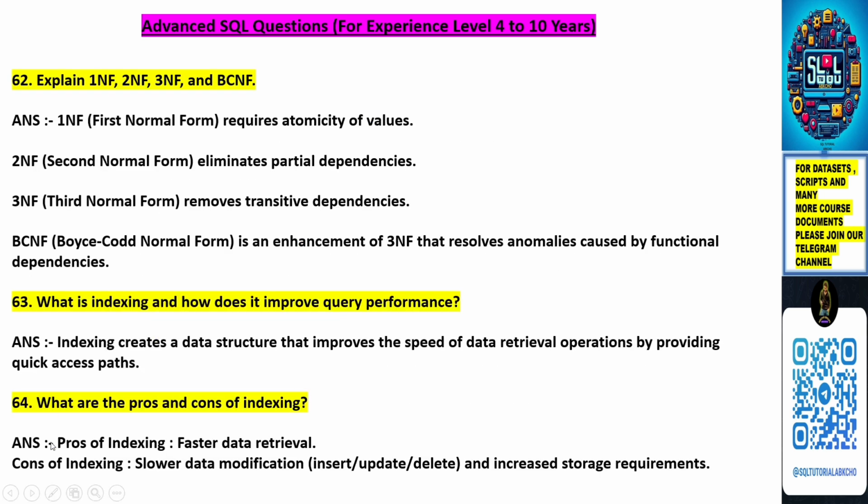Okay, now we have the 62nd question. Explain 1NF, 2NF, 3NF and BCNF, meaning the types of normalization need to be explained. So the answer for this will be: 1NF stands for first normal form and it requires atomicity of values. Okay, and 2NF, second normal form, eliminates partial dependencies.